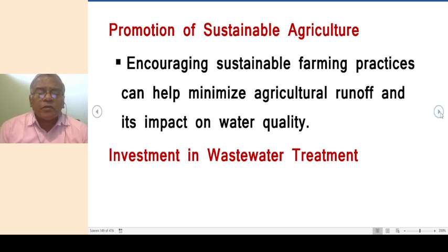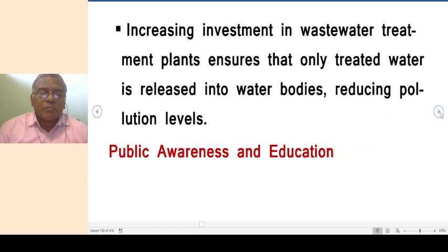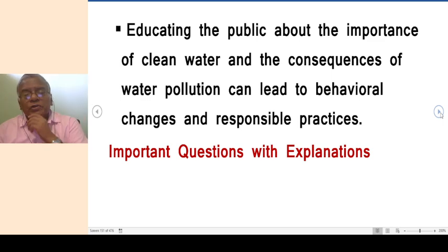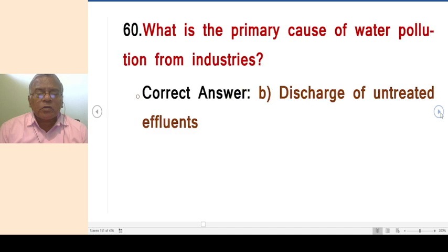Then investment in wastewater treatment. Increasing investment in wastewater treatment plants ensures that only treated water is released into water bodies, reducing pollution levels. Then public awareness and education. Educating the public about the importance of clean water and the consequences of water pollution can lead to behavioral changes and responsible practices. Some important questions we can ask.